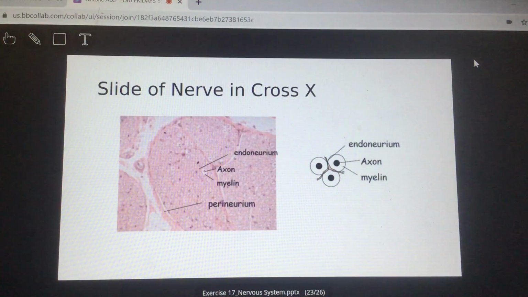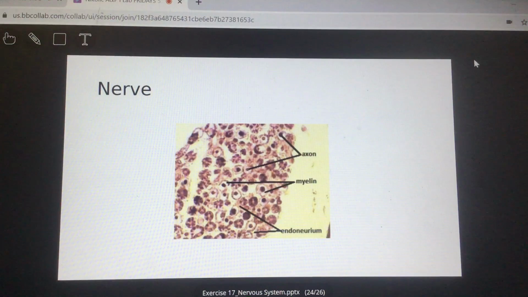This is the axon. The myelin is the white part around the axon because it has a phospholipid portion to that myelin sheath. So it technically doesn't really stain, and that varies somewhat. All right, so that's your major thing here. Axon, myelin, endoneurium, perineurium. There is no nucleus in this list, okay, guys? And there's no nucleus in the axon.